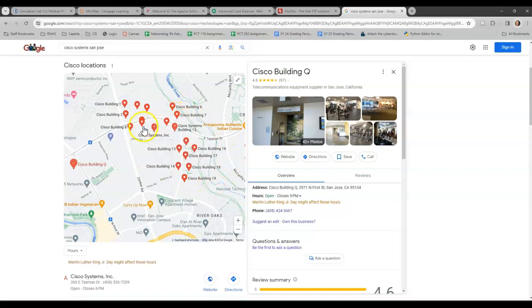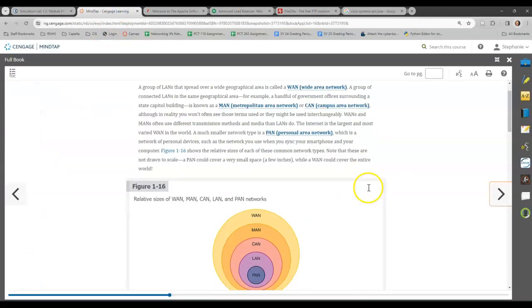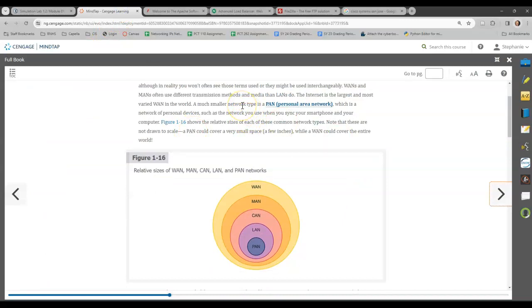When I was there 12 years ago, they had A through Z and then AA, AB, AC. So they were going all the way. I think they were at LL at the time. So I'm sure they have more buildings. We'll see. But they have so many different buildings. So this would be a metropolitan area network. We've got square miles, miles and miles of buildings that Cisco has. Let me go back here. I went too far.